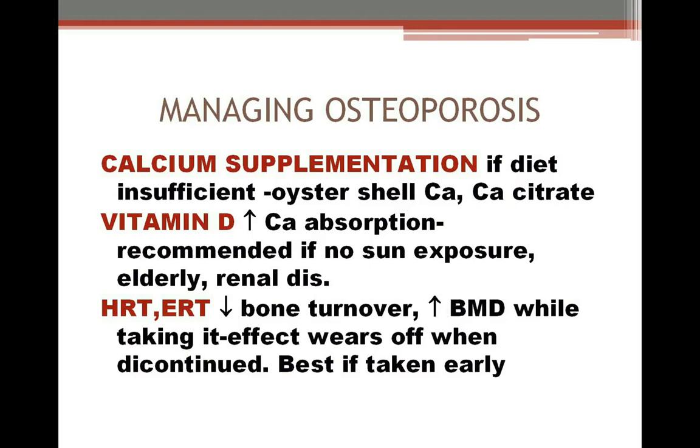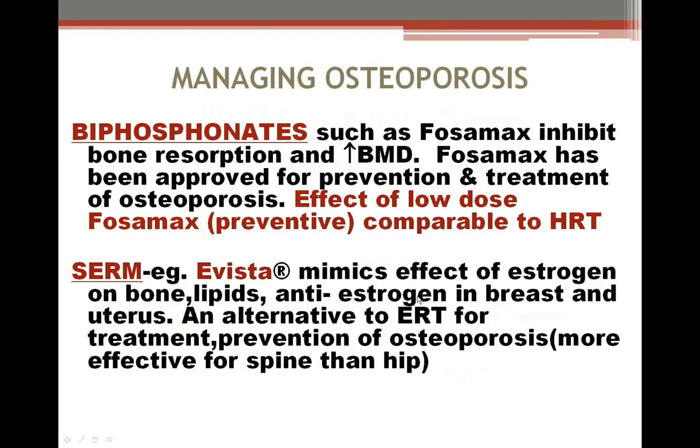Vitamin D replacement is also recommended, especially if there's no sun exposure, or in elderly patients or those with kidney disease. You can really get all the vitamin D you need through the diet, and it doesn't require sun exposure, but some vitamin D is made in the skin in people who are out in the sun or not using sunscreen. So if there is evidence of some impairment of vitamin D synthesis, either by a low vitamin D level or somebody who's just not getting enough natural vitamin D in their diet or with sun exposure, then vitamin D replacement is recommended. And hormone replacement therapy also decreases bone turnover and improves bone mineral density, but the effect wears off when it's discontinued, and it's best if it's started early in the menopause.